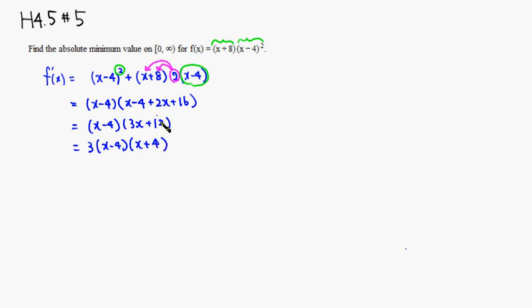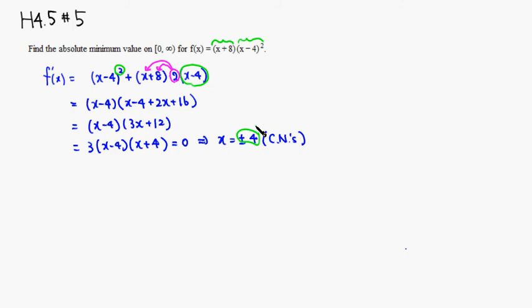So set this equal to 0, which gives you a critical number, which is plus or minus 4. So those are the critical numbers. Then you can see that on the interval, the only critical number you have is positive 4.